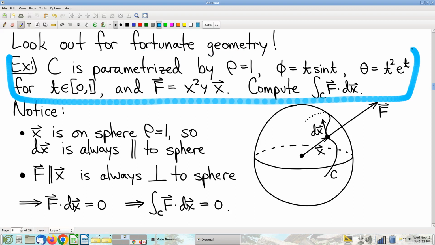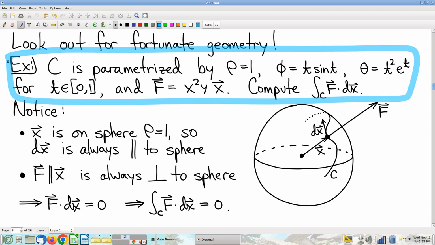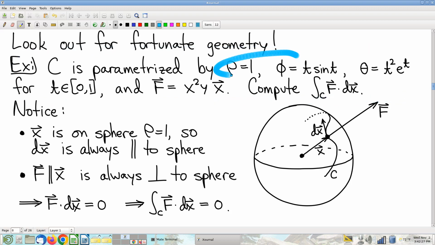Here's my example. We have a parametric curve. Notice the curve is parametrized in spherical coordinates, so we've got rho, phi, and theta as functions of time. Which means that x, y, and z are going to be even uglier formulas. I mean, x as usual is rho sine phi cosine theta, y is rho sine phi sine theta, etc. Those are going to be nasty formulas. The actual position as a function of time, nightmare.